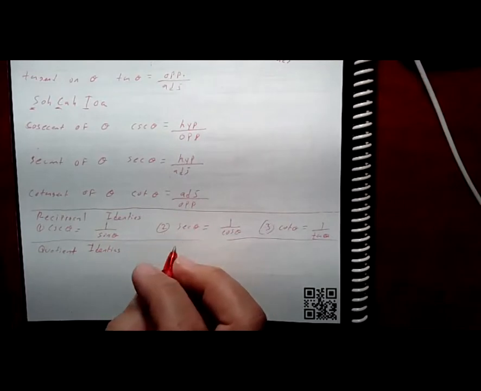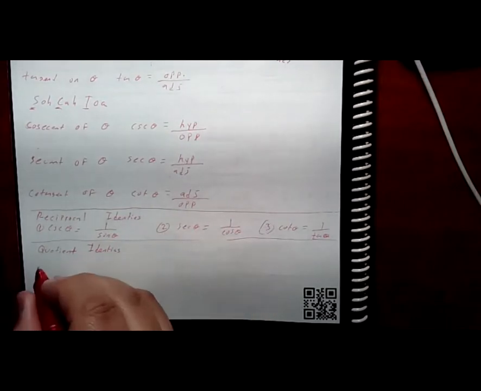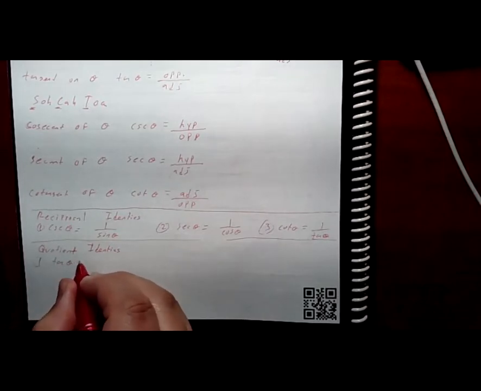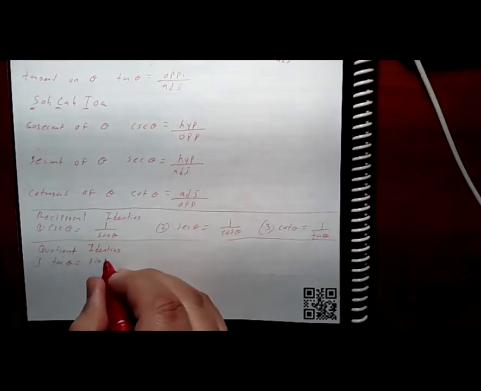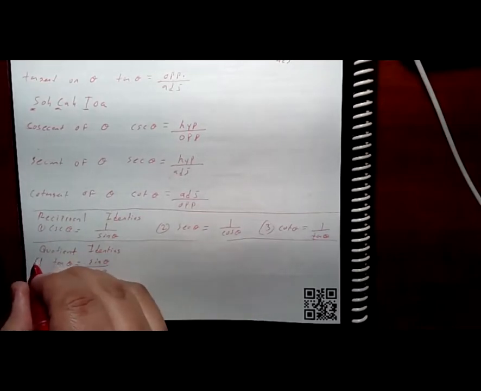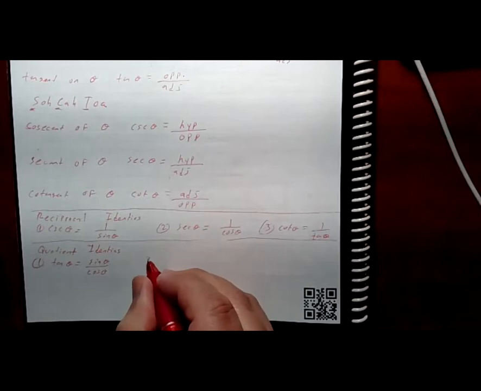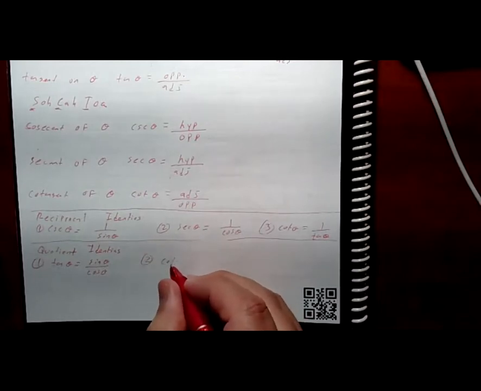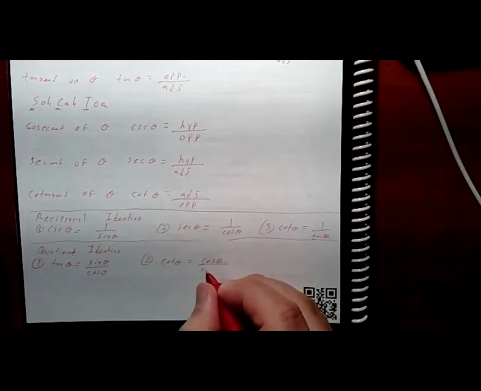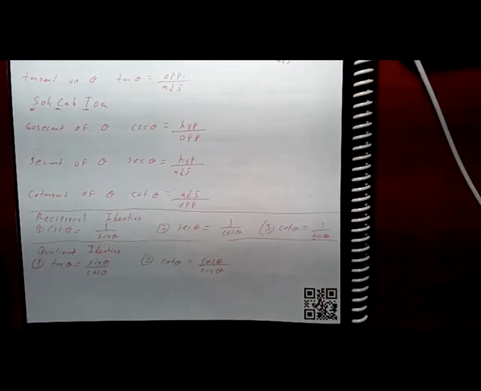Quotient identities. Number one, there's tangent theta is equal to sine theta over cosine. Number two, cotangent theta is equal to cosine theta over sine theta. And I'll write the next set of formulas on the next page in just a moment.